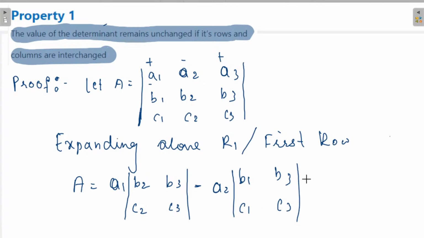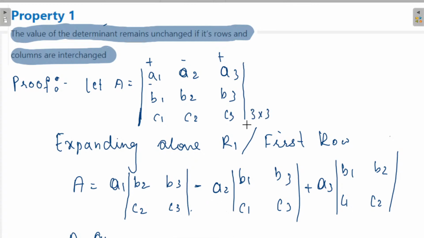Now coming to plus A3. What is remaining now? We have to delete the first row and third column. What is remaining? B1, B2, C1, C2. Now you should find the determinant of these. See A1. What do you have to do to find the determinants? We should just cross multiply in case of 2 cross 2. In case of 3 cross 3, first we have to convert the 3 cross 3 into 2 cross 2. If you convert it, it will be easy to find the determinant.